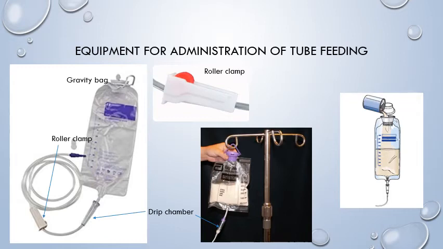A roller clamp will be on the tubing. It rolls up toward the bag to open completely or down away from the bag to close completely. A roller clamp is used to increase or decrease the flow of the supplement. It should be set about halfway or as directed by the licensed delegating nurse.